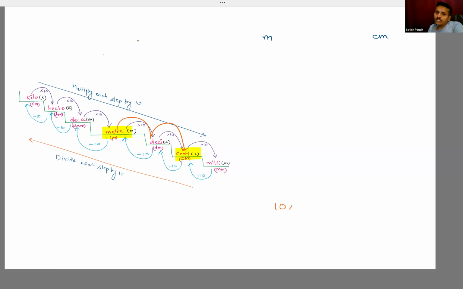See, 10 into 10 means what? 10 to the power 2, I can write. We have learned in exponents, 10 into 10 means 10 to the power 2, because bases are the same, I can add the powers. Suppose I do 10 into 10 into 10, I can write 10 to the power 3. 10 to the power 3 means 1000, and 10 to the power 2 means 100. 10 to the power 2 means 1 followed by 2 zeros, 10 to the power 3 means 1 followed by 3 zeros. Suppose I multiply 10 into 10 into 10 into 10, that means 10 to the power 4, I can write.